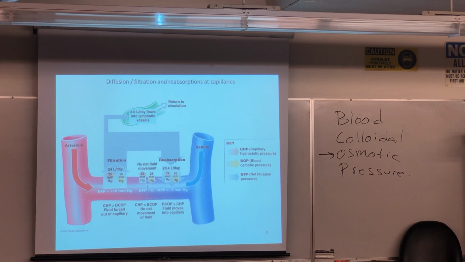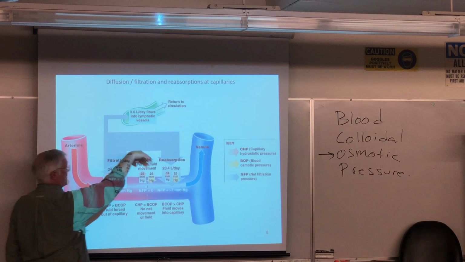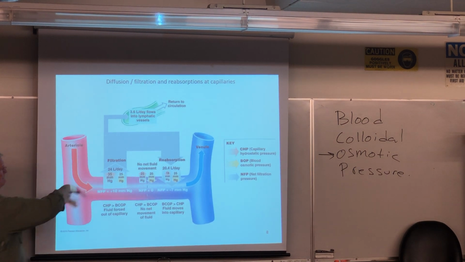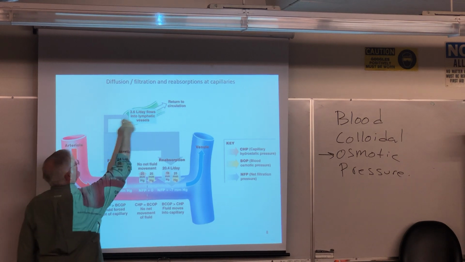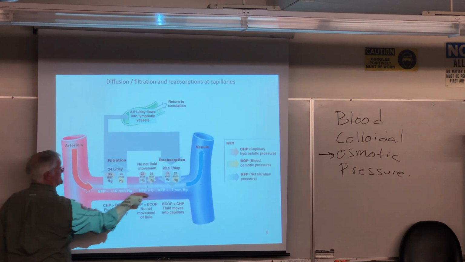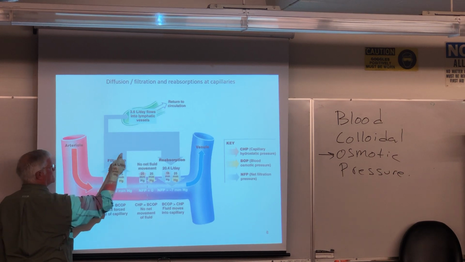Not absorb, but reabsorb. And how much fluid do we reabsorb in a day? 20.4 liters. But we filter 24. That doesn't seem okay. If I keep filtering out more than I reabsorb, I'm going to become like the giant Stay Puft marshmallow, right? It's big and puffy. How come I'm not big and puffy and swollen? Because the excess difference, that 3.6 liters, actually goes into another set of vessels called lymphatics. So there's actually no net gain or loss.